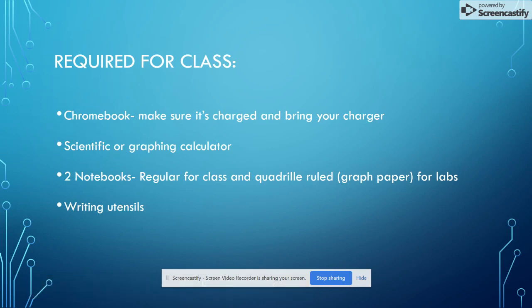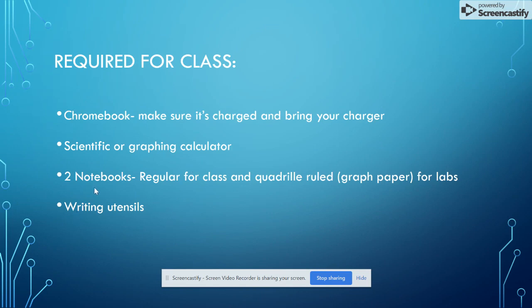Okay, so things you need for class. First, your Chromebook. Make sure it's charged and bring your charger every day. We're going to use the laptops a majority of the time, so you need to make sure that you have them and that they're charged. You're going to need a scientific or a graphing calculator, so a calculator that can do exponents, trigonometric functions, and square roots, things like that. It doesn't have to be a grapher, but most of you have a TI-83 or a TI-84. That will work just fine.